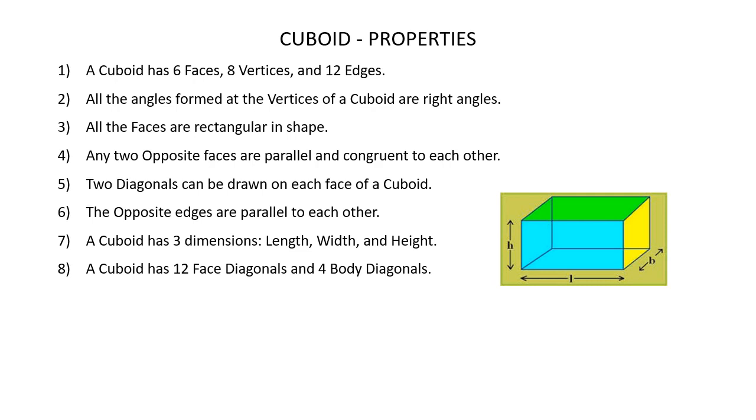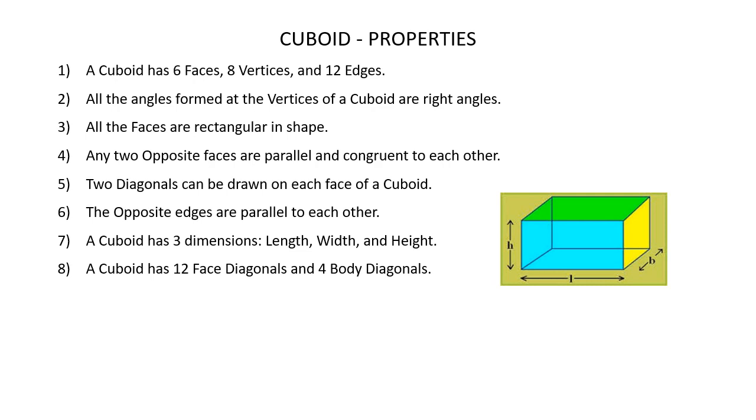That is, the top face is parallel and congruent to the bottom face. The two faces on the sides are parallel. Similarly, the front and the back faces are parallel and congruent to each other. Also, the opposite edges are parallel to each other. As you can see here, this edge is parallel to this edge and clearly they are parallel to each other. Similarly, this edge is opposite to this edge and they are parallel to each other and so on. Now, a cuboid has 3 dimensions: length, breadth and height.